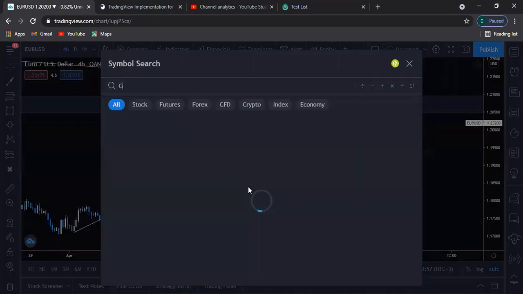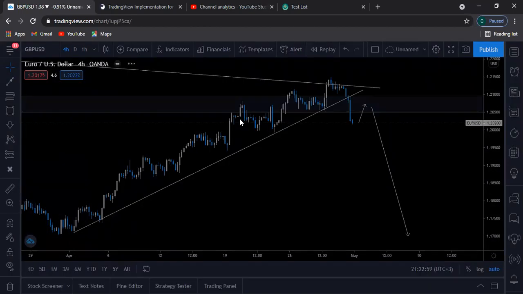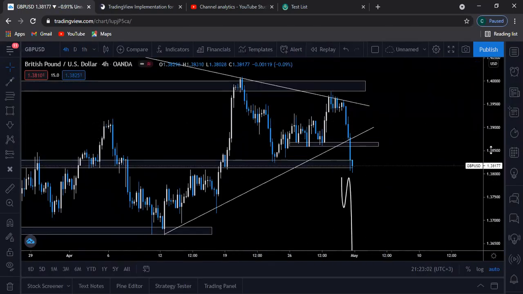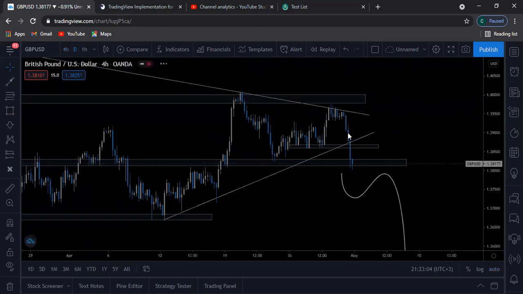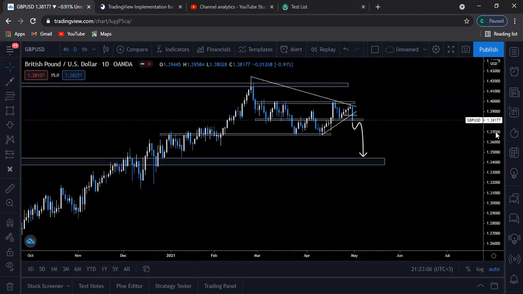We do have GBPUSD, which positively correlates with EURUSD. Also, prices on Friday with this pair gave us a very great shift in momentum, a bearish engulfing candlestick, which engulfed almost 6 candlesticks.